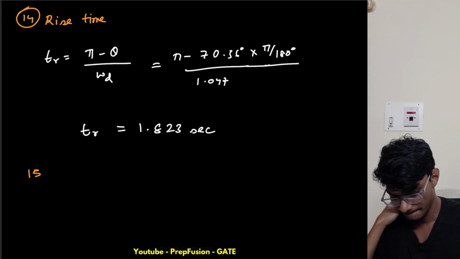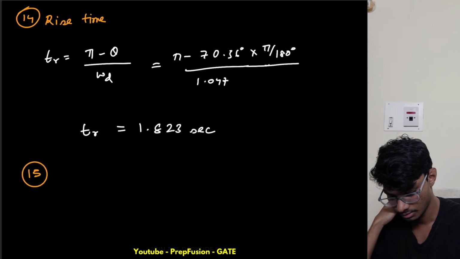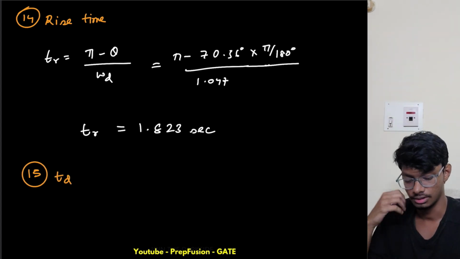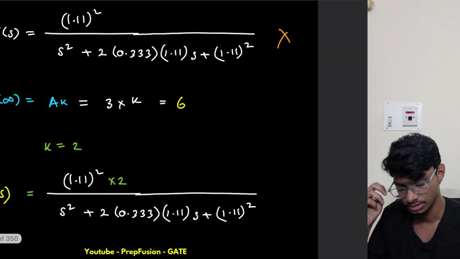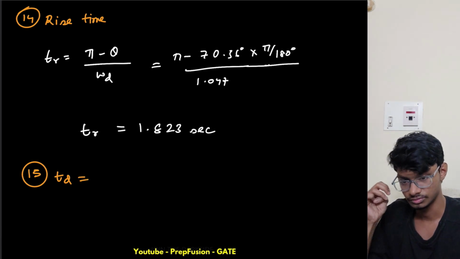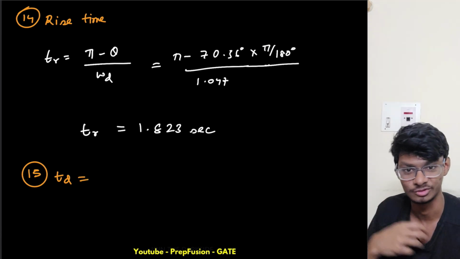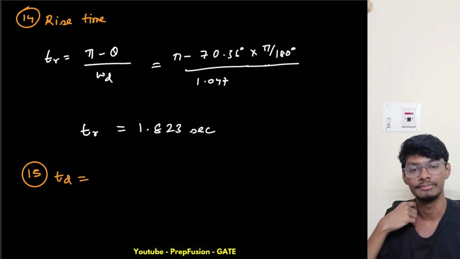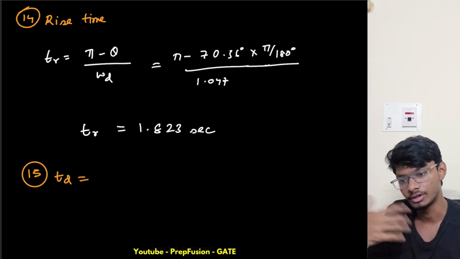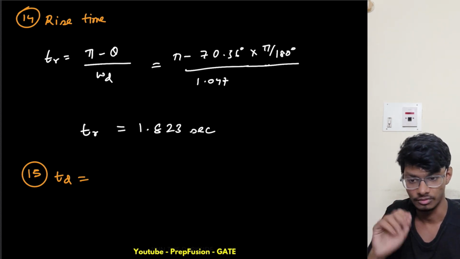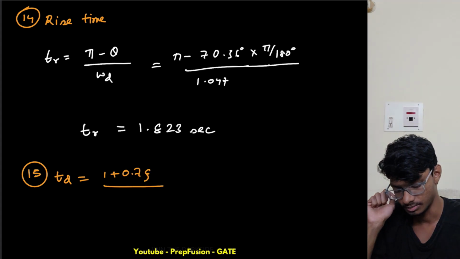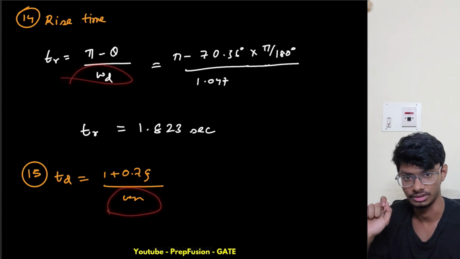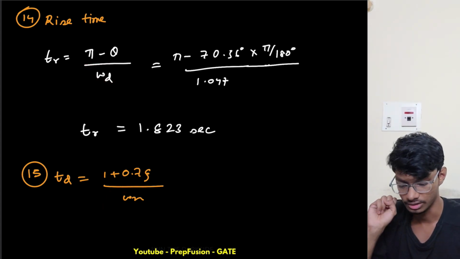Now what was my 15th one? It was the delay time. Delay time is the time it takes to reach 50%, and you have to remember that formula. You can cross verify that it is less than the rise time. So delay time is basically (1 plus 0.7 zeta) by omega n. Just remember that here omega n will come, in rise time omega d will come; here zeta will come, there theta will come.